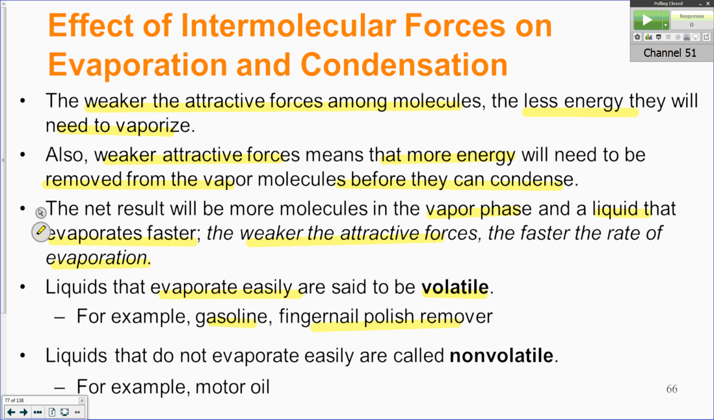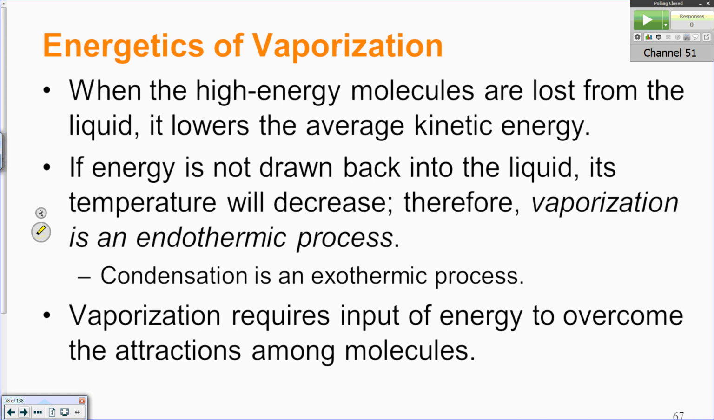Liquids that don't do this, that have high intermolecular forces, are called non-volatile. So an example of this is something like motor oil. If you took motor oil and poured it out in a beaker in an open room, you could come back in a year and 99% of the volume is still going to be there. Okay? Because it doesn't transfer into the vapor phase unless you really, really heat it up.